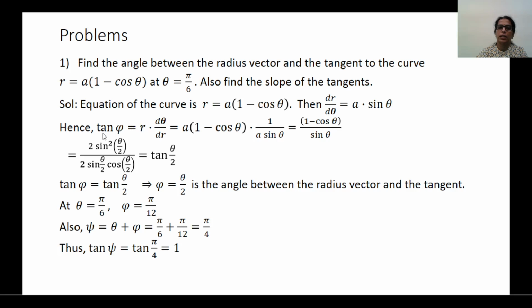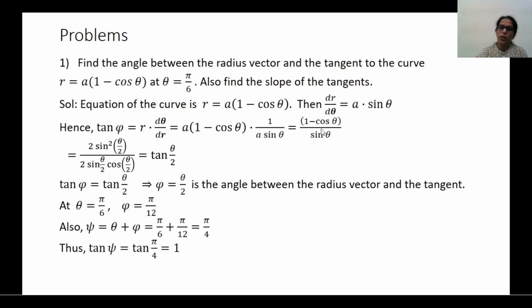And the angle between the radius vector and the tangent is given by tan phi equal to r into d theta by dr. Now substitute the value of r. What is it? It's a into 1 minus cos theta. But what is d theta by dr? We have already found out dr by d theta. If you take the reciprocal of this, you will get d theta by dr. That is 1 over a into sin theta. This a gets cancelled. You will be left with 1 minus cos theta divided by sin theta.